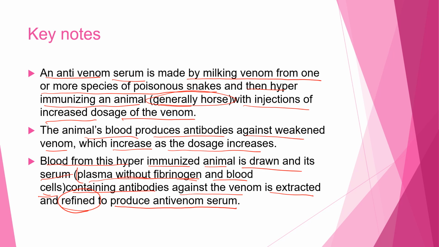So this is a bit of a difficult procedure. First the venom is injected into the animal, then after antibodies are produced in this hyper-immunized animal, the blood containing the antibodies against the venom is drawn out, extracted, and refined to produce the anti-venom serum. So what is serum here? Again, serum is the plasma without fibrinogen and the blood cells. Is it clear? Serum is the plasma without fibrinogen and the blood cells.